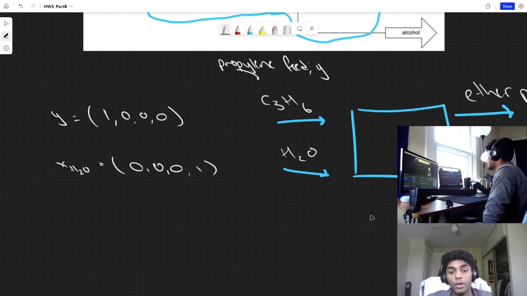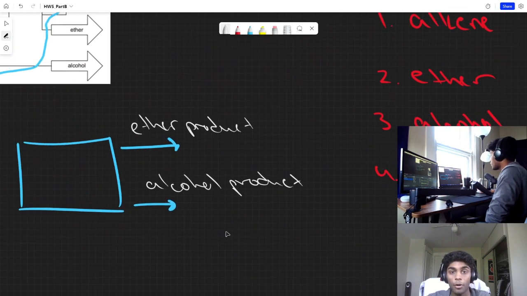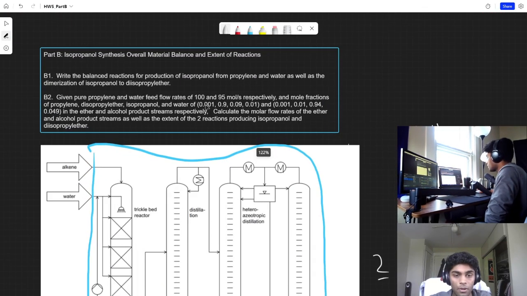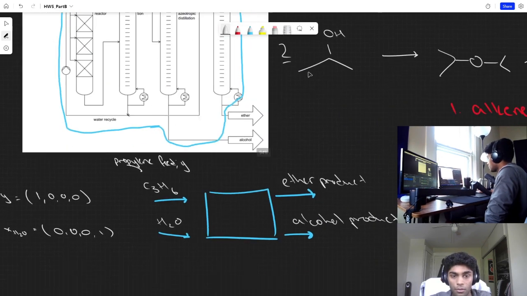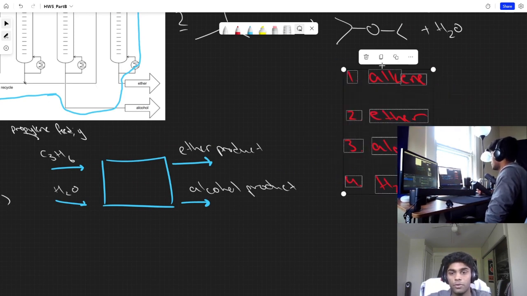However, now, if we look at the output for our ether product and our alcohol product, we have a couple specifications here. We have these specifications for our ether, and we have these specifications for our alcohol. So using that test case, let me just move you over a little bit.